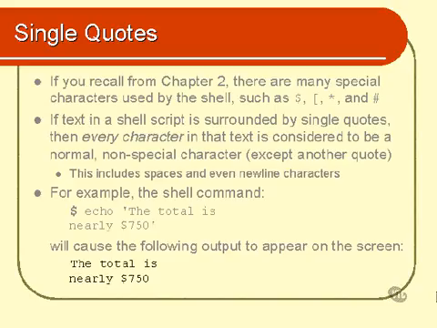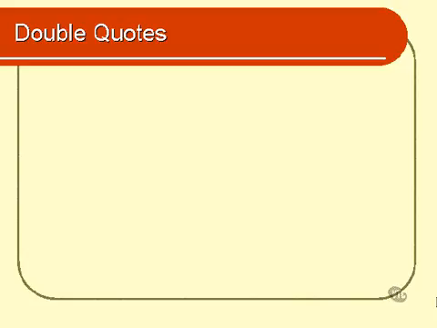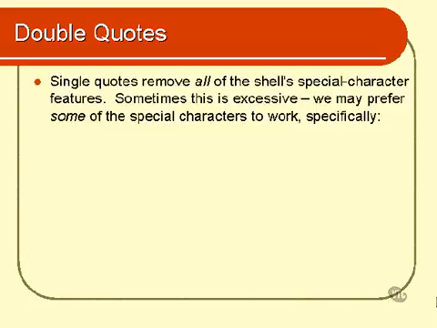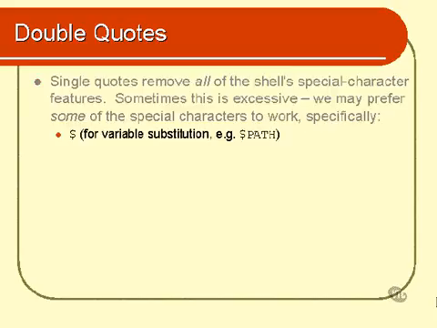Now let's have a look at double quotes. So when you think you've got your head around all that, double quotes come along and mess up the picture a bit. Now I mentioned that single quotes remove all of the shell's special character features. This is okay, but sometimes it's a little excessive. As a convenient shorthand, we may prefer some of those special characters to work. The ones I'm talking about are using the $ sign for variable substitution, so we may like the $ sign to remain special. And the backwards quotes, we may like those to remain special as well. We'll explain about the backwards quotes in the next section.